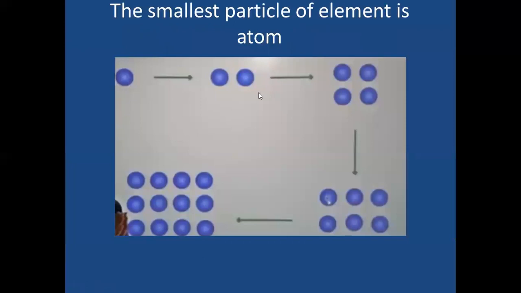As I told you, the smallest particle of an element is one atom. One atom may combine with two atoms or four atoms or six atoms or more. But if all the atoms are of the same kind, we call it an element. We call this molecule an element because it is made up of similar atoms. And if we break down this molecule into smaller pieces, what will be its simplest form? The simplest form of this molecule will be the atom. It means that the smallest particle of an element is the atom.